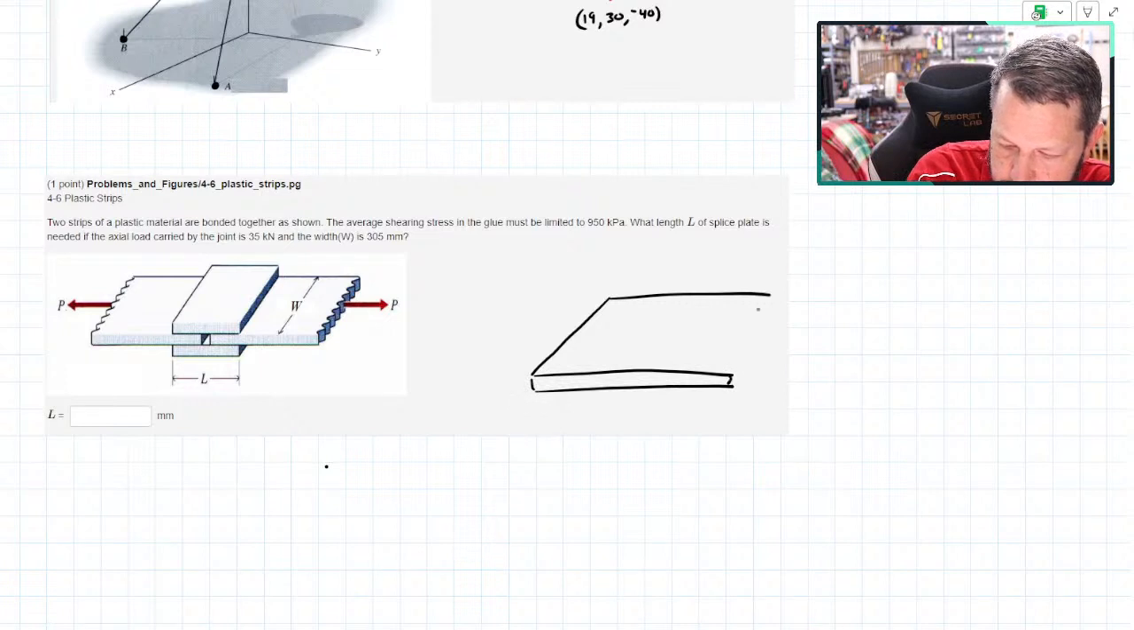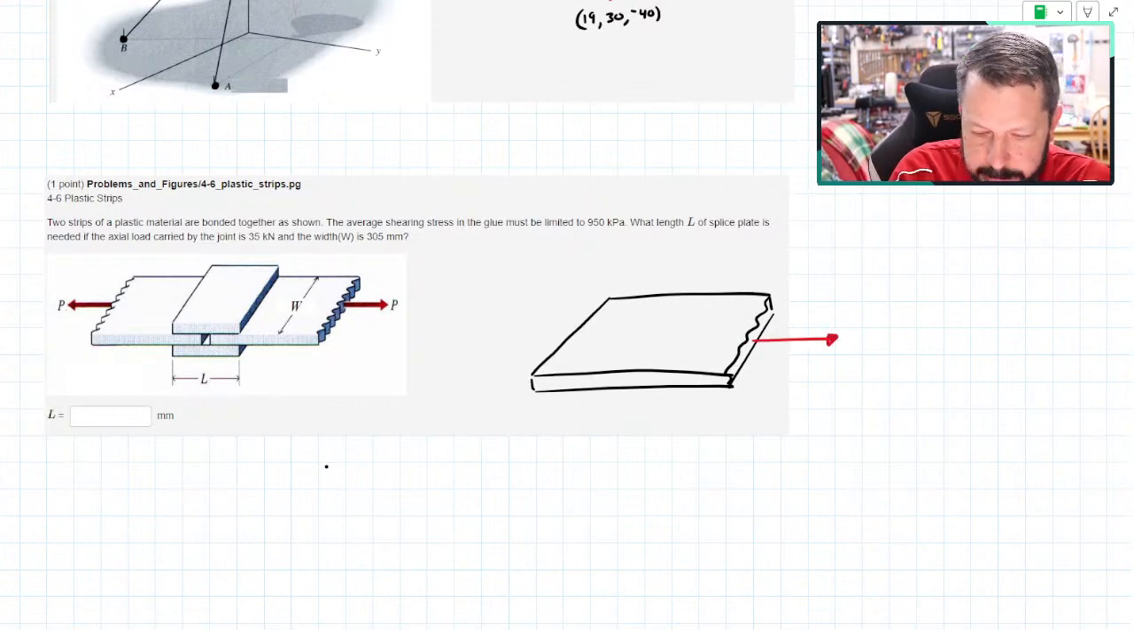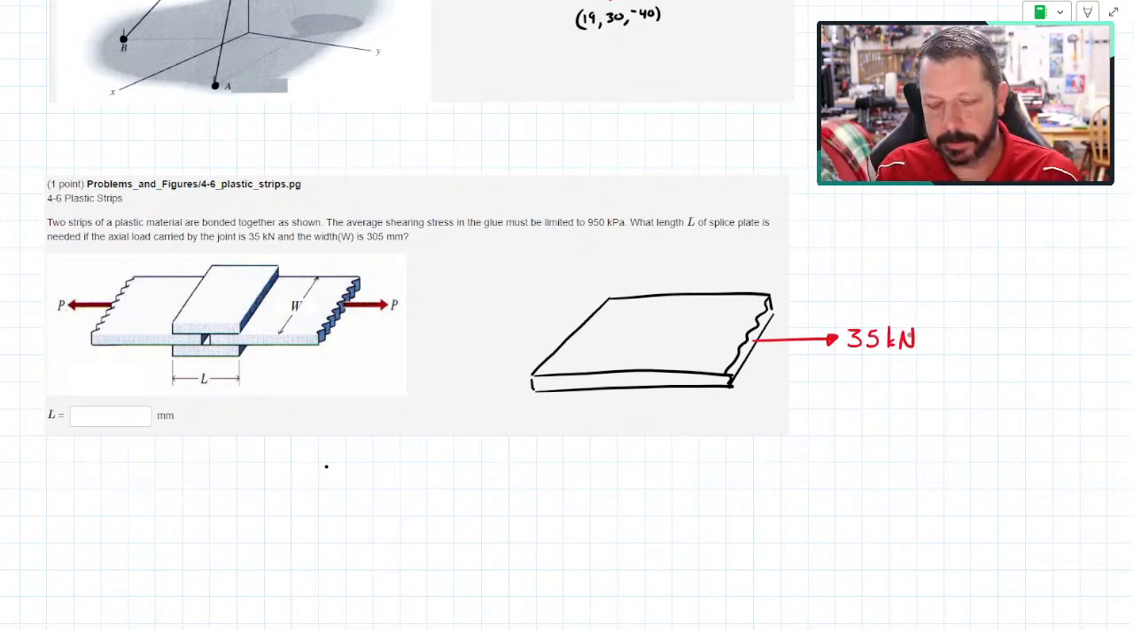And they drew this little zigzaggy thing over here showing kind of that it's not important over there. They said that 35 kilonewtons, so 35,000 newtons, is applied there.